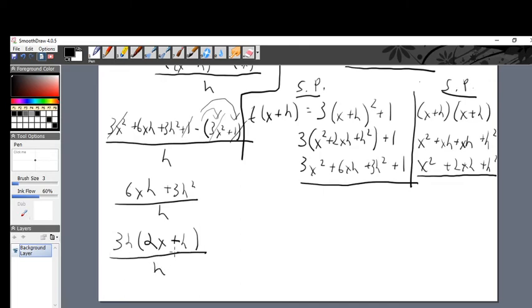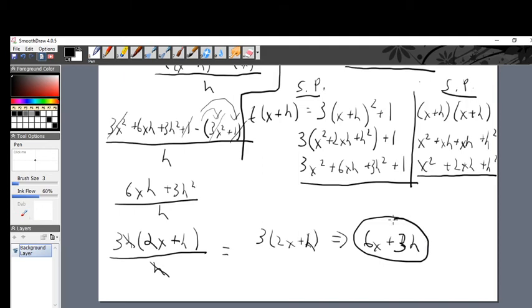All right. What do we have next? These two h's cancel each other out. So I'm going to this side now. It's 3 times 2x plus h, which is another way of saying, if I put it all together, 6x plus 3h. I'm sorry, this is h, not a 2. 6x plus 3h, and we are done here. That's it. The problem is over. There we go for problem number 6.